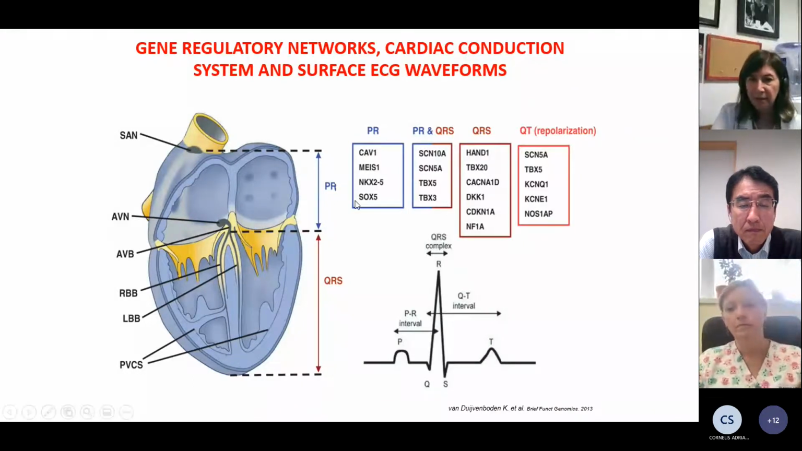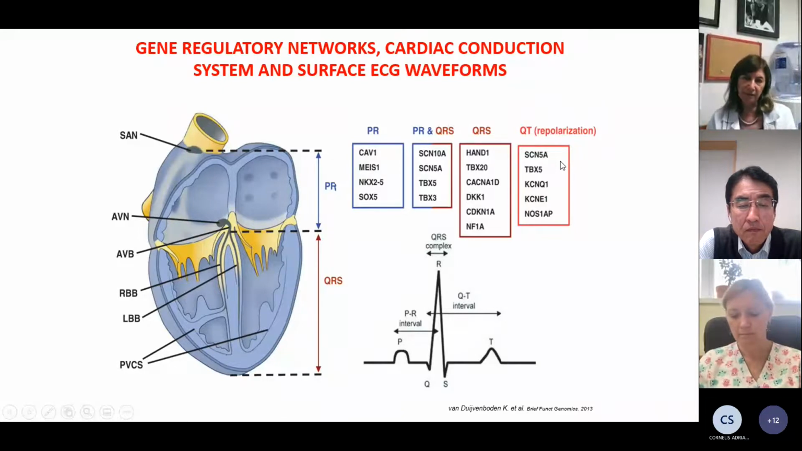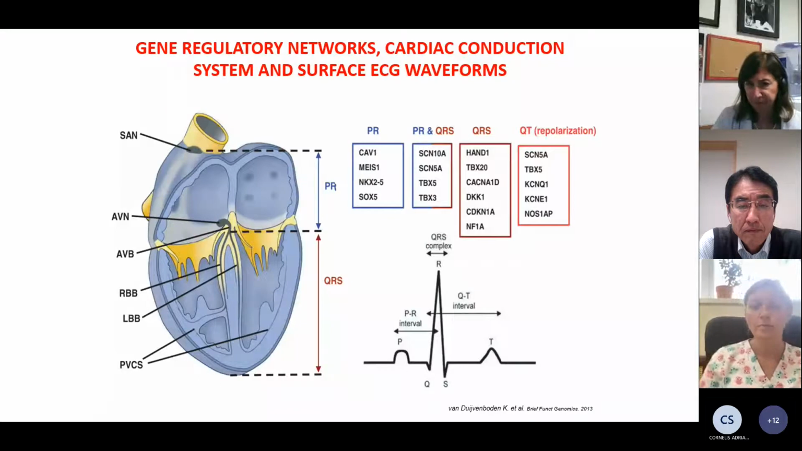And several genes are related to the activity of the different components of the electrocardiogram. What is really important for the QT, which is the repolarization phase, are the genes listed here, like SCN5A, KCNQ1, KCNE1, and also other genes, as you see.